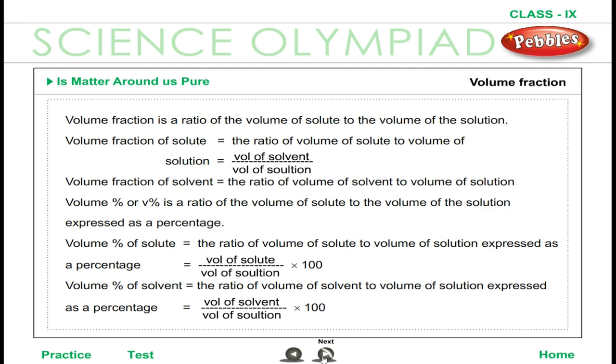Volume percentage is the ratio of the volume of solute to the volume of the solution expressed as a percentage. Volume percentage of solute equals the ratio of volume of solute to volume of solution expressed as a percentage, equals volume of solute by volume of solution into 100. Volume percentage of solvent equals the ratio of volume of solvent to volume of solution expressed as a percentage, equals volume of solvent by volume of solution into 100.